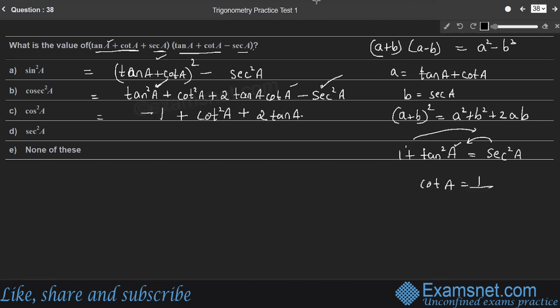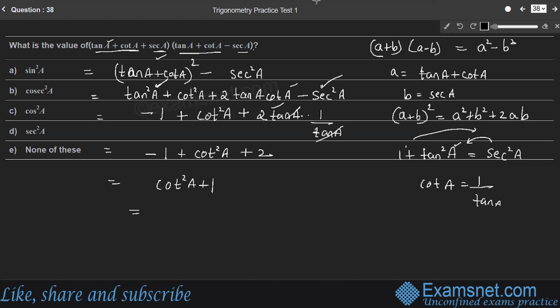Cot A is equal to 1 by tan A. Therefore, we'll write cot A as 1 by tan A so that we can cancel tan A and tan A, right? Therefore, we have minus 1 plus cot square A plus 2, right? 2 into 1 is 2. Therefore, we have cot square A plus 1.